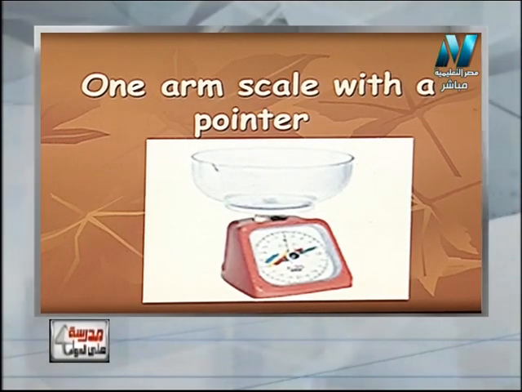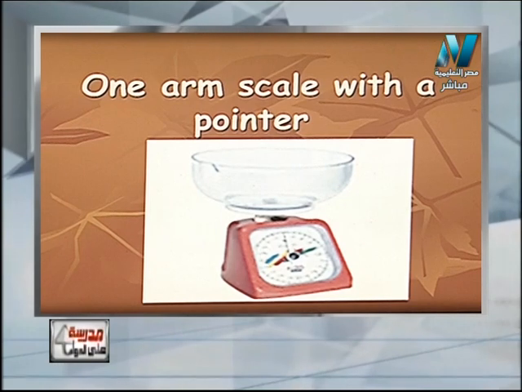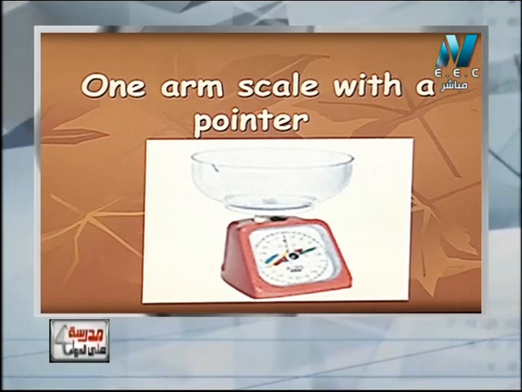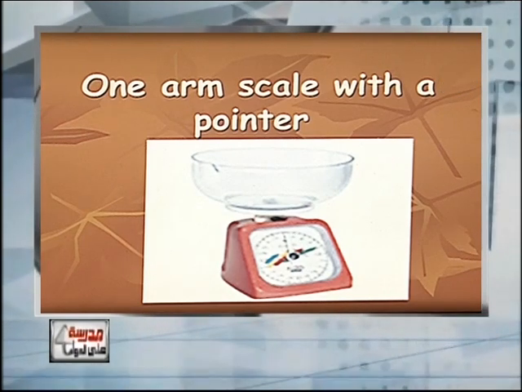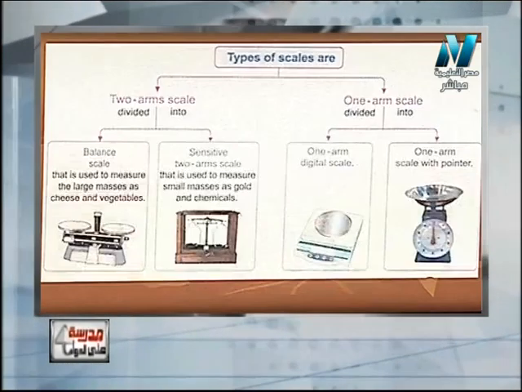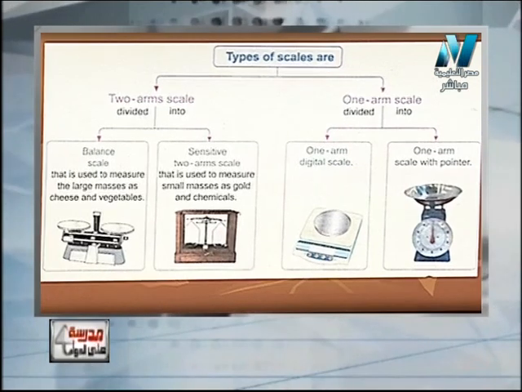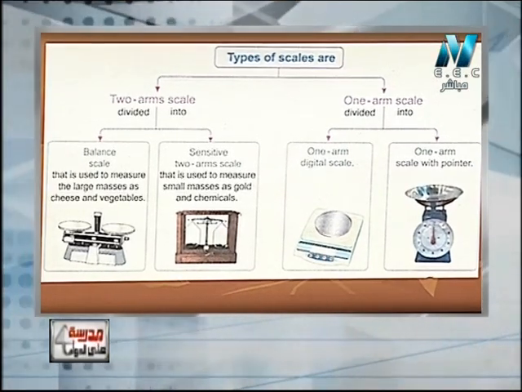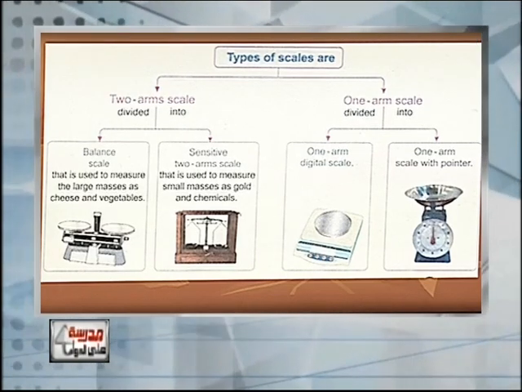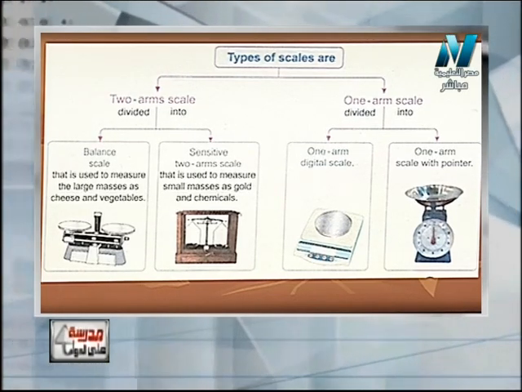Another example of one arm scale which is one arm scale with a pointer. ميزان ذو كفة واحدة لكن بمؤشر. One arm scale with a pointer ده مش digital ده بنسميه with a pointer. Another image for all the balances which are two arm scale like the balance scale and sensitive two arm scale and also digital and one arm scale with a pointer.